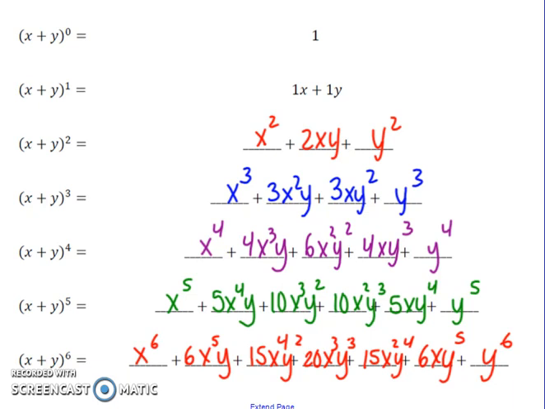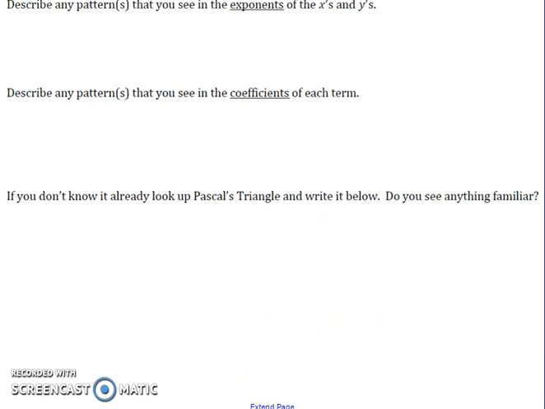So what's happening with my x exponents is that they are decreasing. In x plus y to the fourth, the exponents on the x go 4, 3, 2, 1, nothing. And x plus y to the fifth, 5, 4, 3, 2, 1, nothing. So they're constantly going down. So we'll say the x's are decreasing.